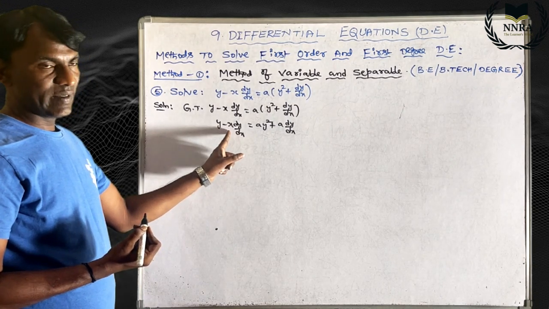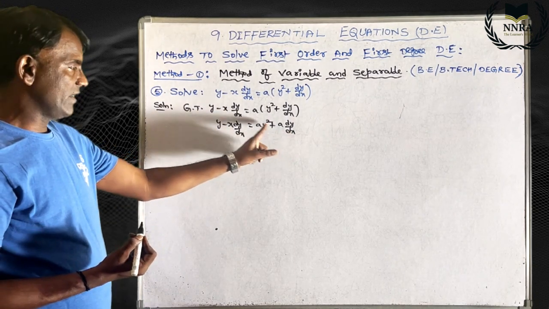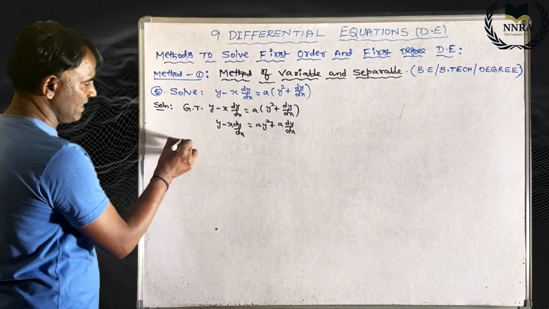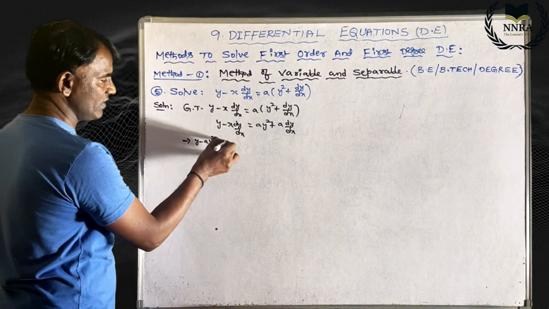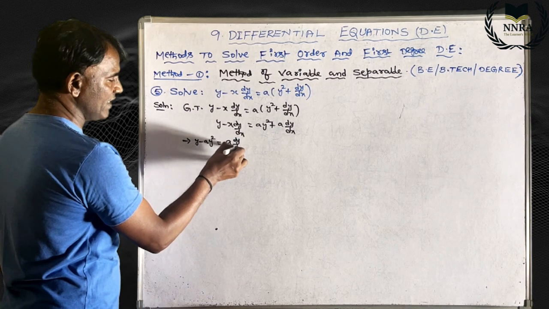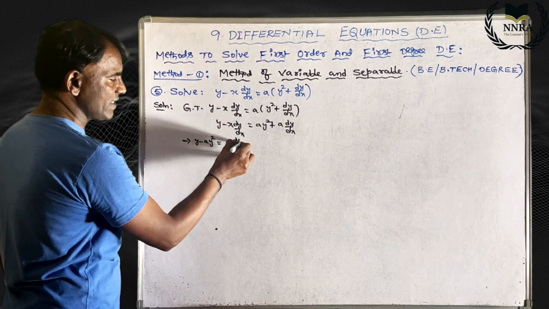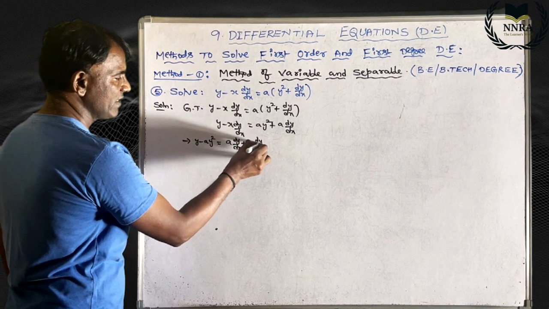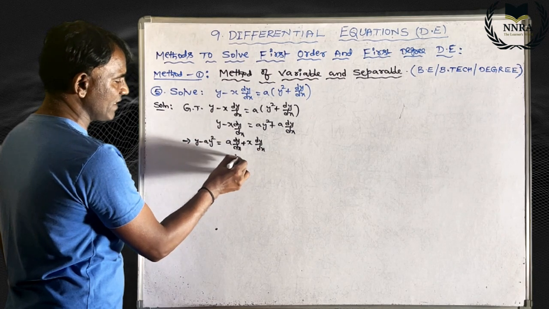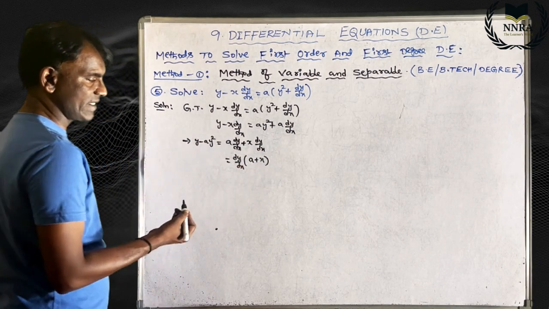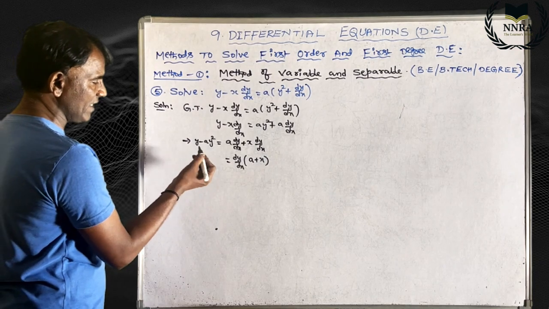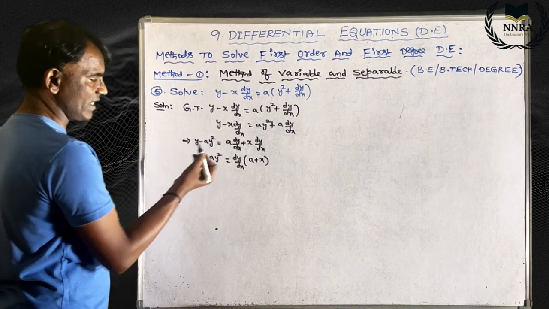This x dy by dx write that side, and ay square write this side. Then y minus ay square equal to a dy by dx. If you write negative term that side, we get positive value, and in this, which is the common value? Dy by dx is the common value. So a plus x, and it is y minus ay square.